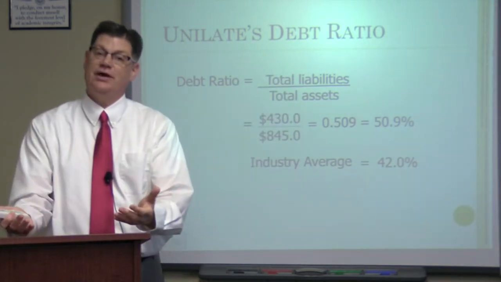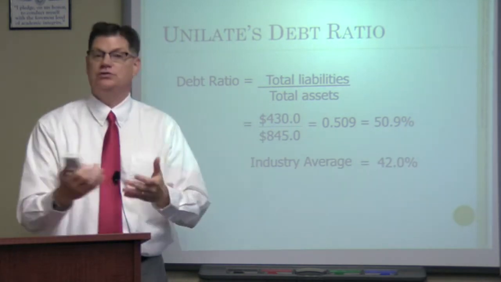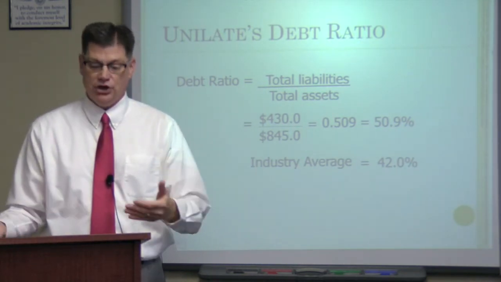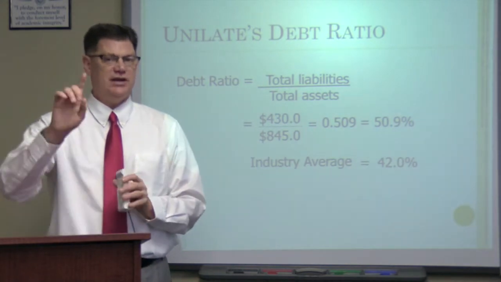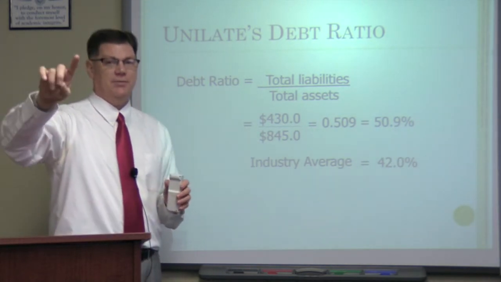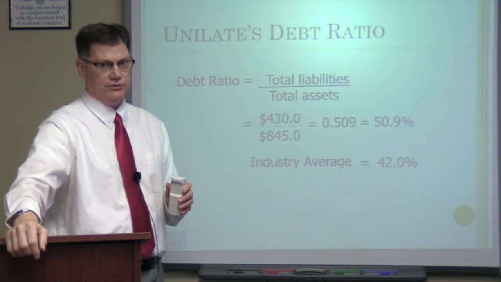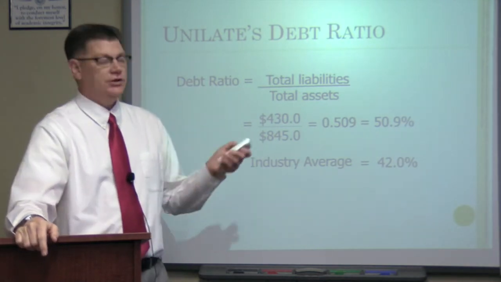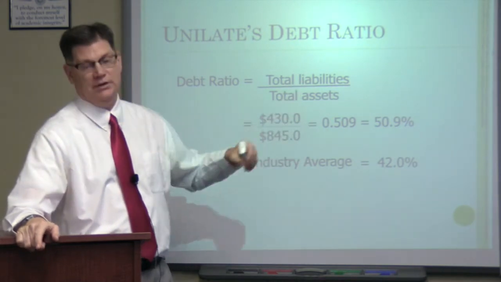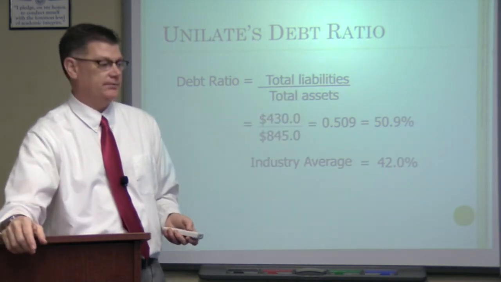Because there's interest you have to pay on the debt, whereas on the equity you don't have to pay interest. You do have to pay dividends out to them, but it's not a set amount. You cannot go bankrupt by not paying your shareholders. You can go bankrupt by not paying your debtors. So usually the indicator of a higher debt means that there's more expenses related to that.